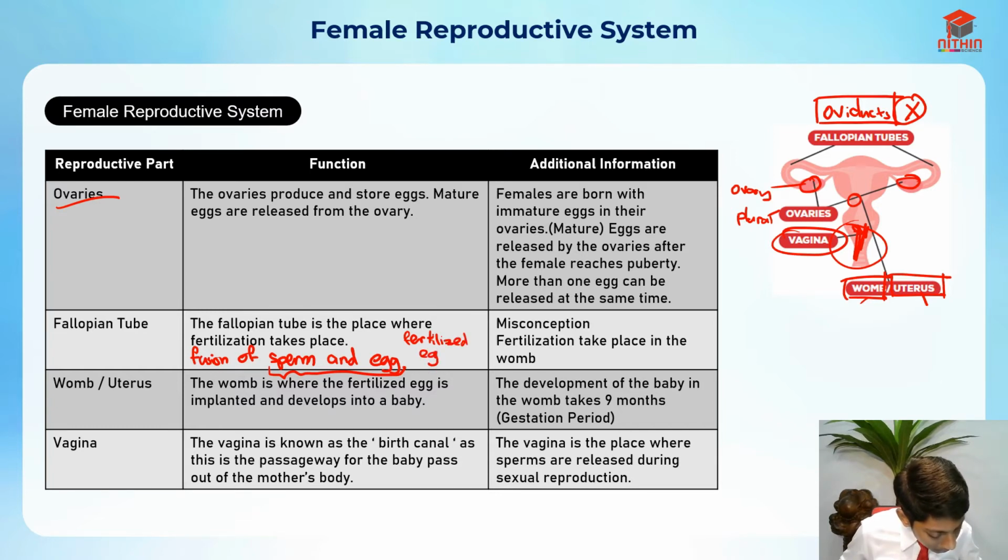And a fertilized egg is what the baby develops into. So the baby develops from a fertilized egg.